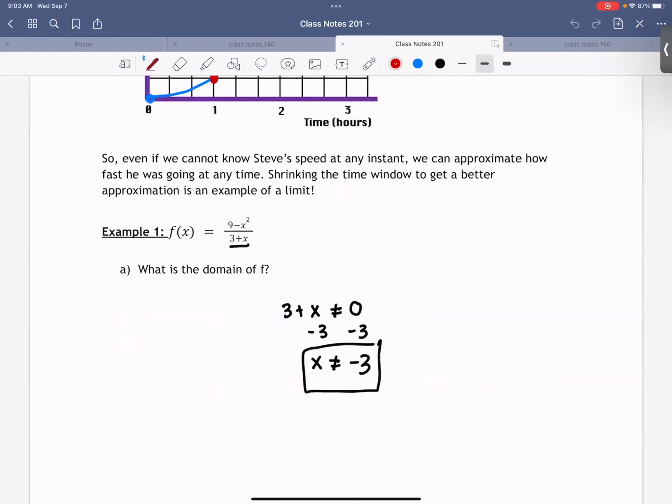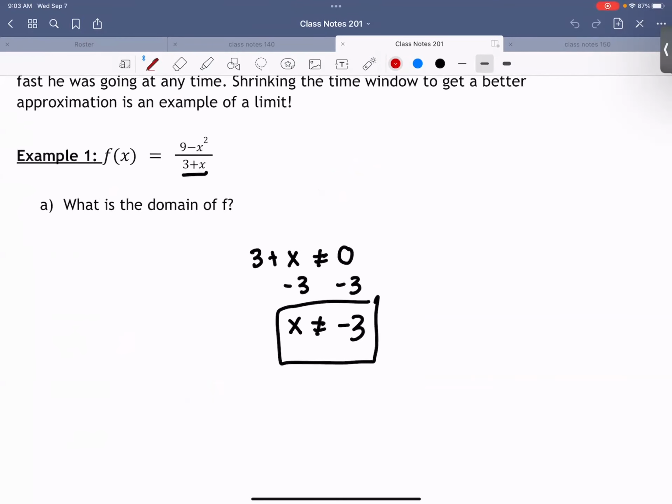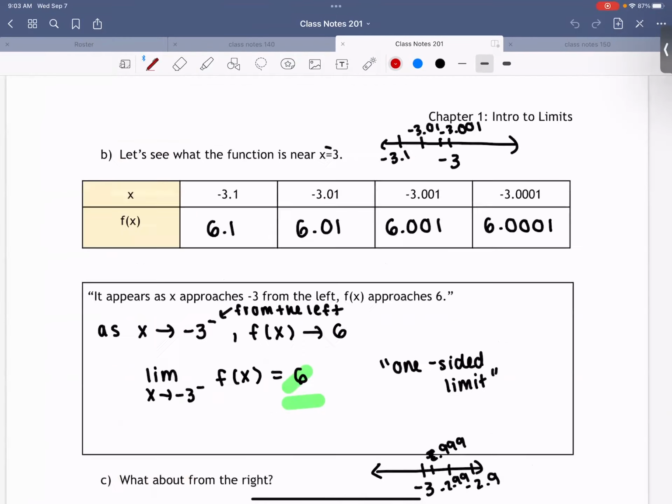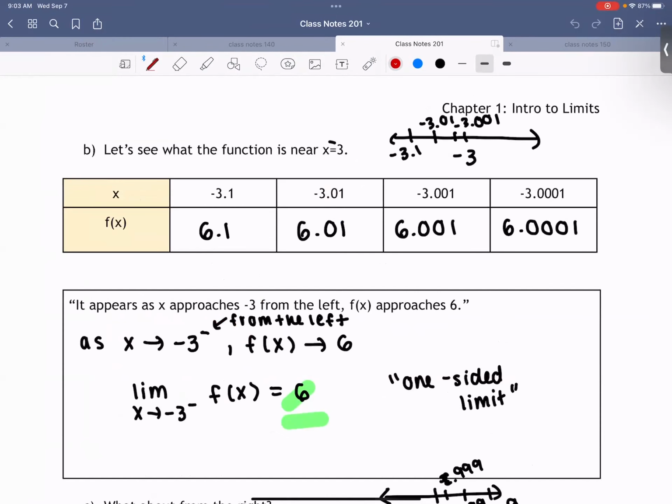Okay, so we took a look at this function, 9 minus x squared over 3 plus x. We found its domain and found it was kind of wonky around -3. And we wanted to figure out what actually happened at -3. To do that, we plugged in x values that went closer and closer to -3 on the left-hand side. So to the left of -3.